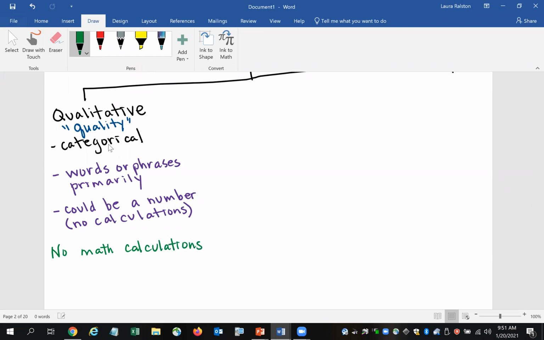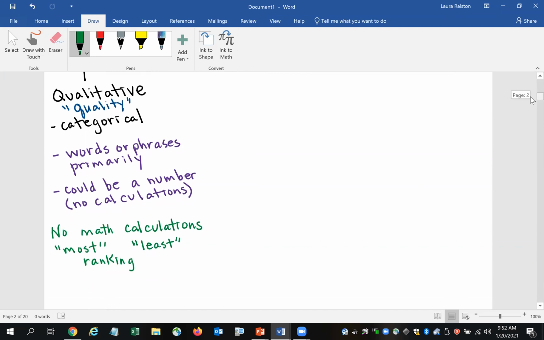We can talk about perhaps which category or which phrase occurs the most. We could talk about which one occurs the least, and you could give it a sense of ranking, maybe, depending upon what it is you're talking about. So qualitative data is words or phrases, maybe a number that's used for identification or tracking, but typically you're not going to perform any kind of calculations.